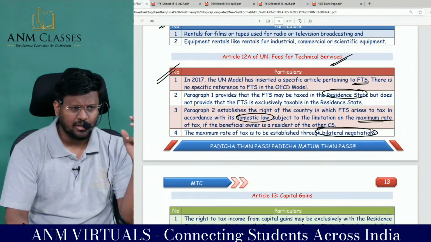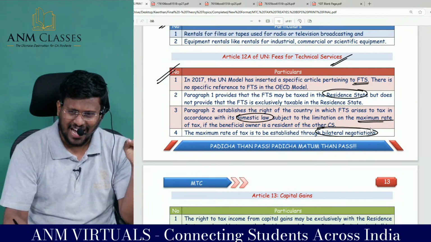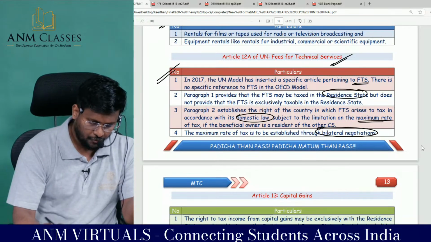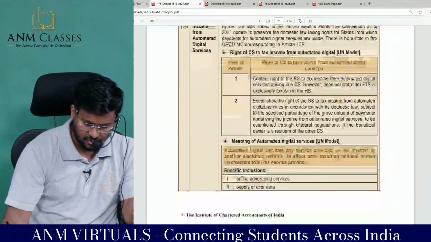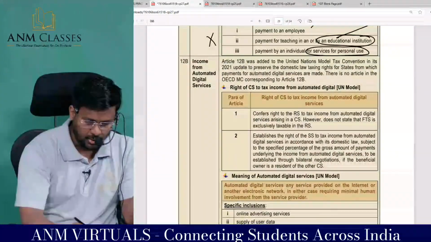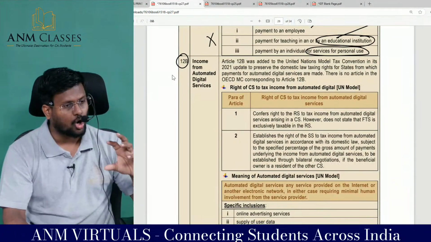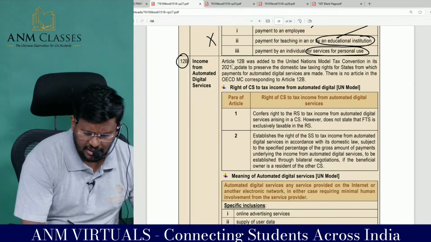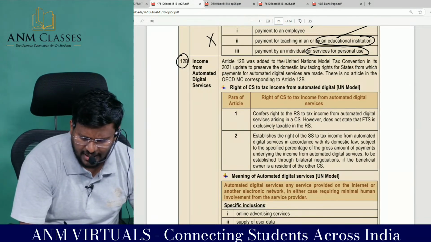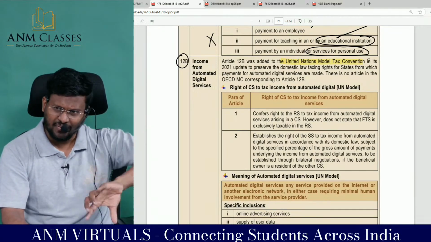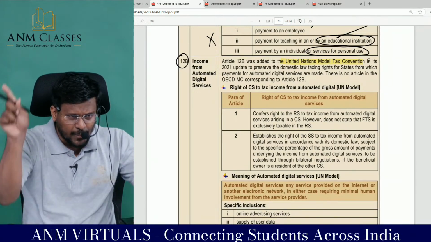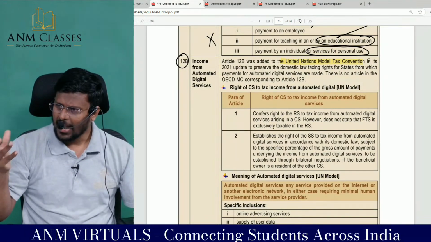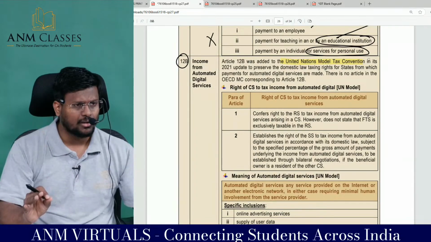So what is Article 11? Interest. What is Article 12? ROI. What is Article 12A? Fees for technical services. We will be completing with Article 12B, man. Income from automated digital services. Sir, Article 12B was added to the UN model. That means even this is not there in the OECD model. That's why it is 12B, not a whole number. So 12A and 12B are only there in the UN model.